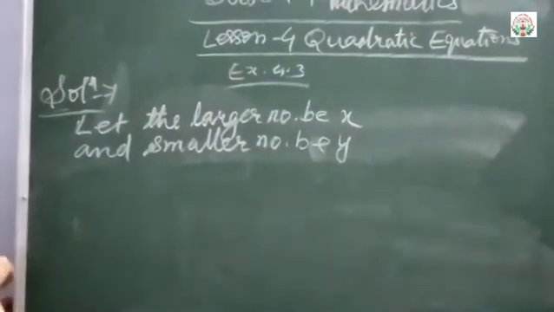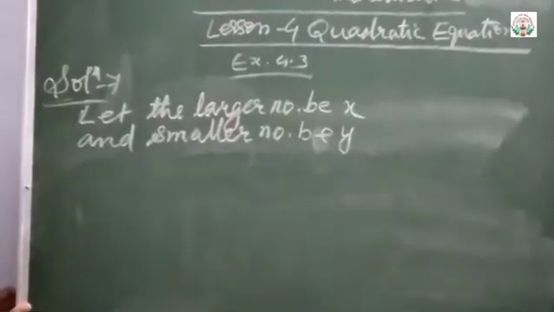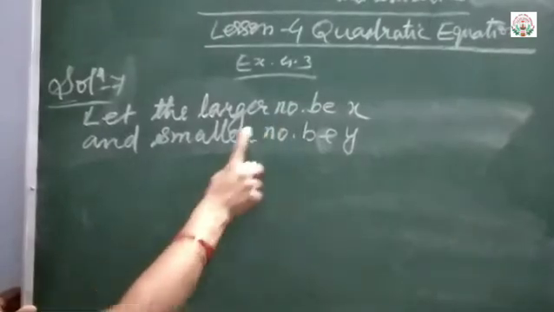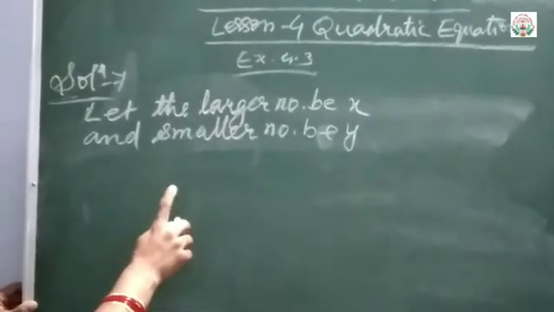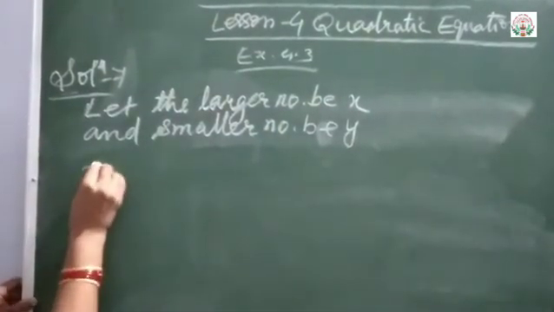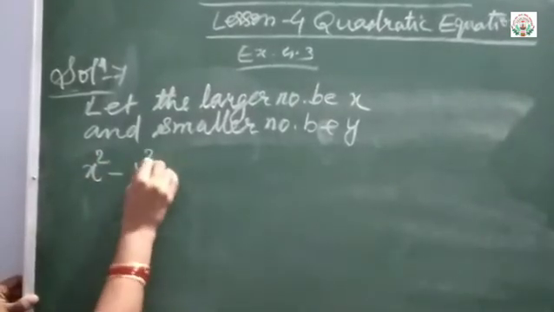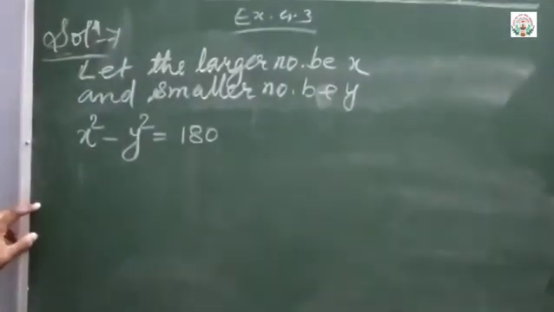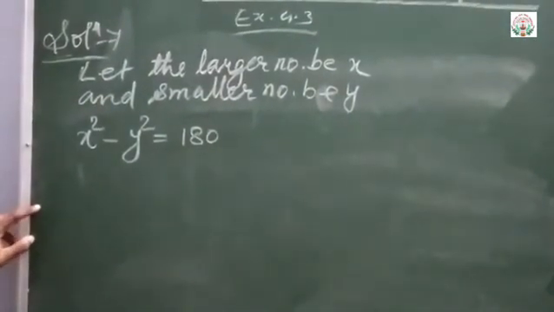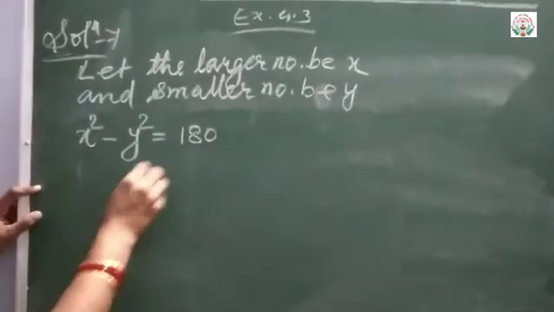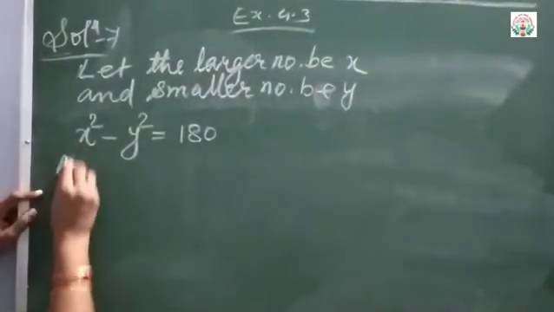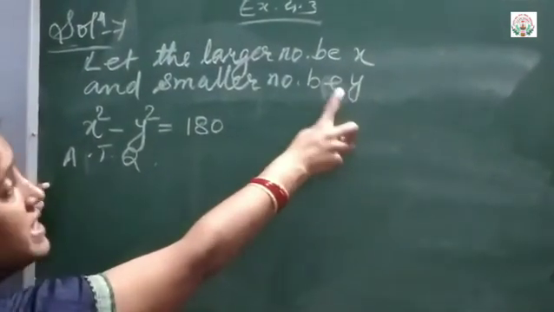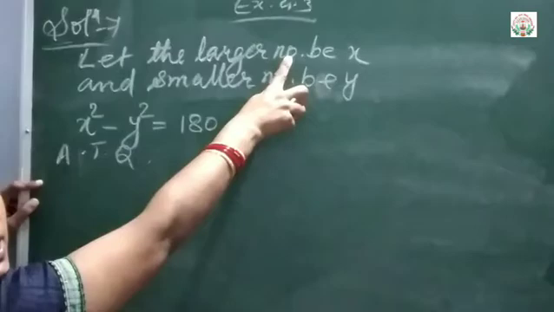Okay. Now according to question, what is given? The difference of the squares of these two numbers is 180. So difference of the squares means x square minus y square equals to 180. Got it? Then next, what is given? The square of the smaller number is equals to 8 times the larger number.